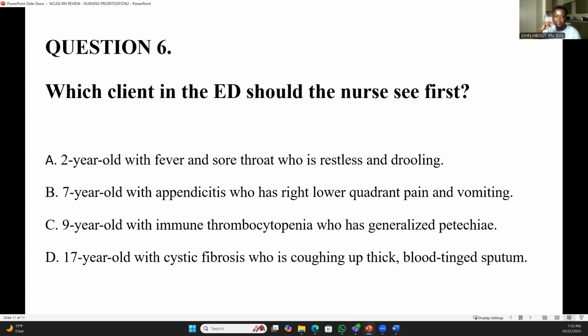A, B, C. Right? C, okay. This could be signs of, of course, they said it's immune thrombocytopenia. This is an acute condition. Sometimes this condition resolves spontaneously without complications, okay? Yeah, petechia, these are signs of ITP. D, cystic fibrosis, coughing up thick blood-tinged sputum. Evaluate the patient and treat. It's not a priority.